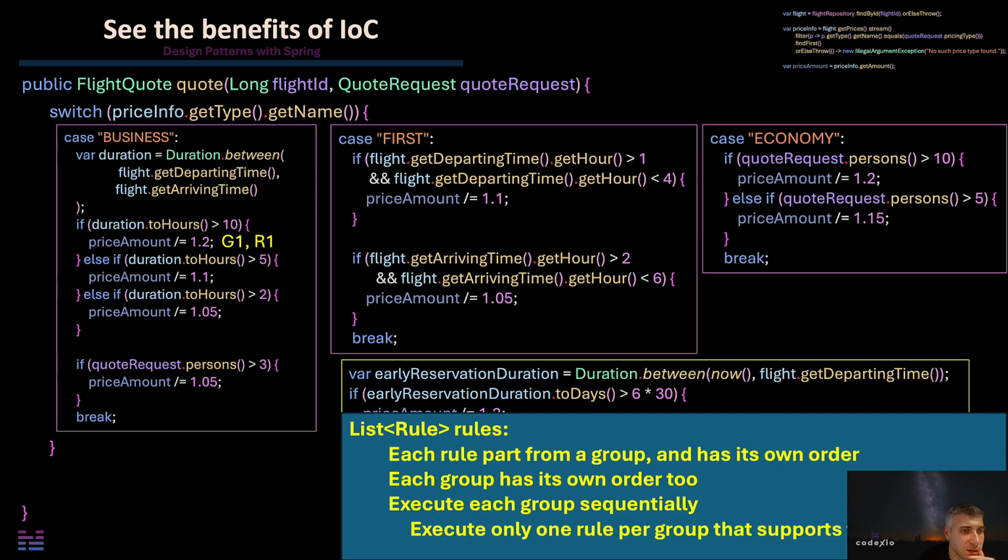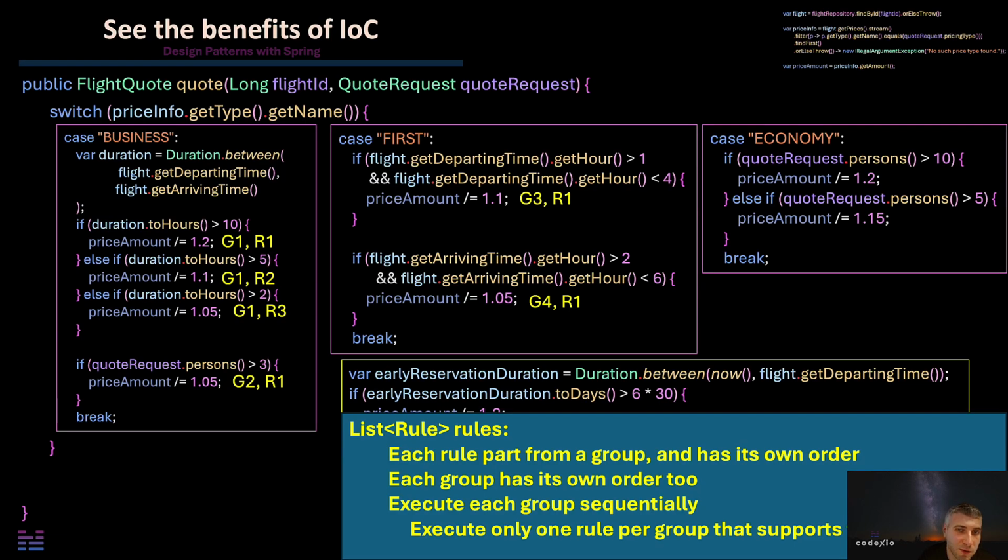So let's say the duration is group 1. So we have 3 rules there: group 1, rule 1, group 1, rule 2, group 1, rule 3. Then you have the persons, and it's already group 2. Then you have the first class, and inside the first class you have one group that is the departing time. It's group 3, rule 1. Since you have another group, it's not an else if, but a completely independent if. It's another group, group 4, rule 1.